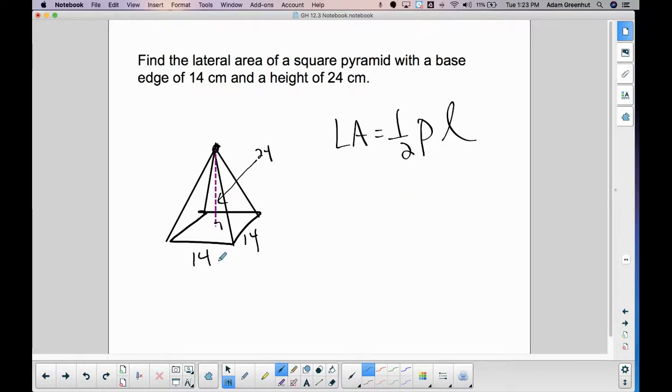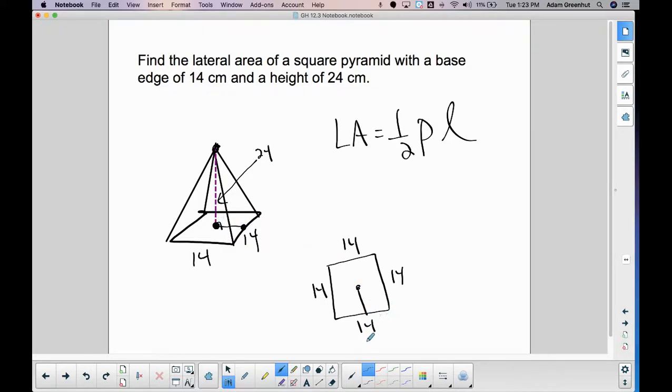So we need to find it. And I'm going to give you a little hint. We could make a right triangle here. I could use this segment here, which I'm going to draw the square from a bird's eye view. If I have a side like the 14, what I need is the line that comes from this center to the base edge. That's this.